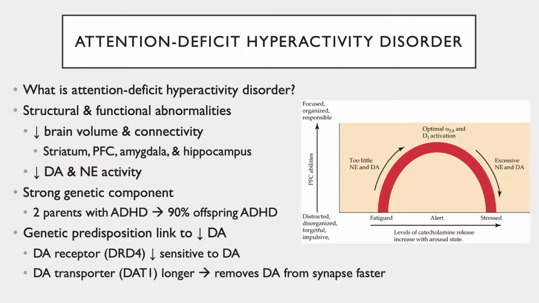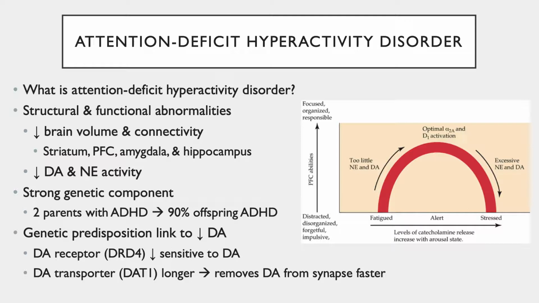People with ADHD tend to have certain structural and functional abnormalities. That includes reduced brain volume and reduced connectivity between various brain regions. This is specifically notable in the striatum of the basal ganglia, the prefrontal cortex, the amygdala, and the hippocampus. Functionally, another aspect of attention deficit hyperactivity disorder is low activity of the neurotransmitters dopamine and norepinephrine. This is associated with a very powerful genetic component. The research shows that if you have two parents with ADHD, there is a 90% chance that you will have ADHD as well.